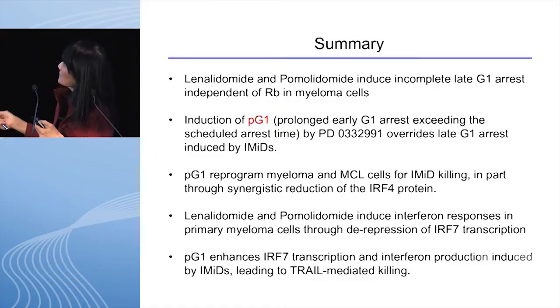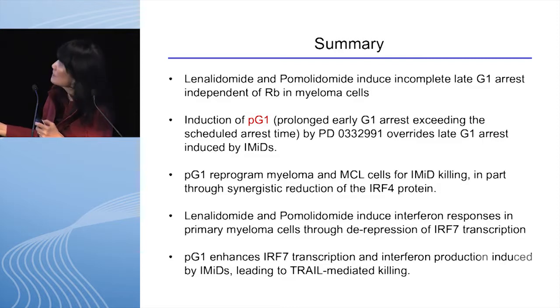We have sequenced all these cell lines, both at the DNA and the RNA level, and I think we have a hint of why this cell line is not responding. So the next step is pretty exciting. So in summary, lenalidomide and pomalidomide induce incomplete late G1 arrest, and this is independent of RB.